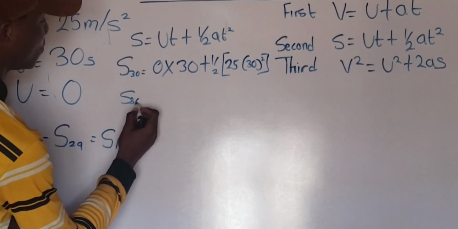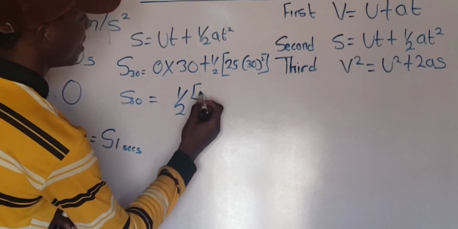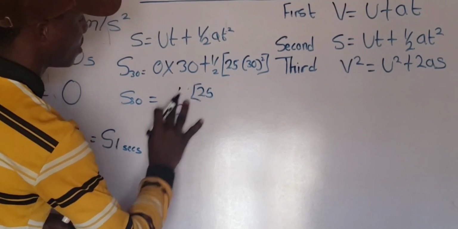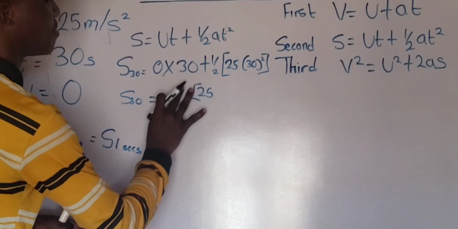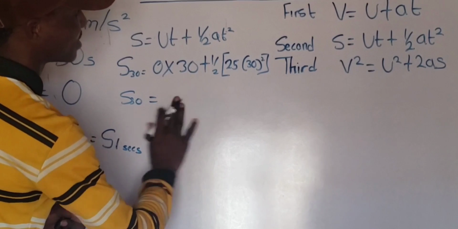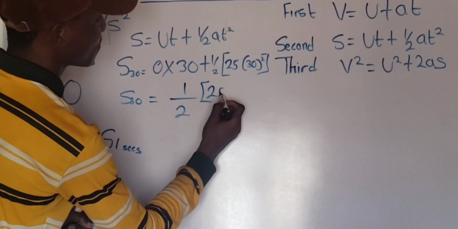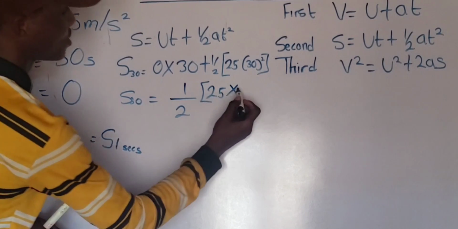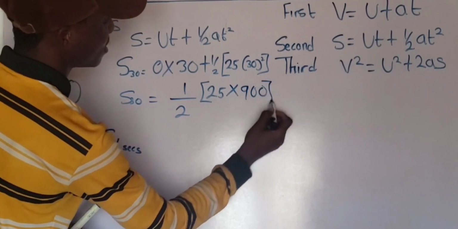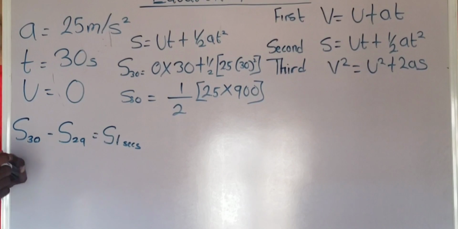So S30, which is 0 times 30, is 0. So I'm going to have 1 over 2 multiplied by 25 times 30 squared, which is 900, so times 900. Do you understand? Now, you have gotten to this point. 25 multiplied by 900 will give us 22,500.